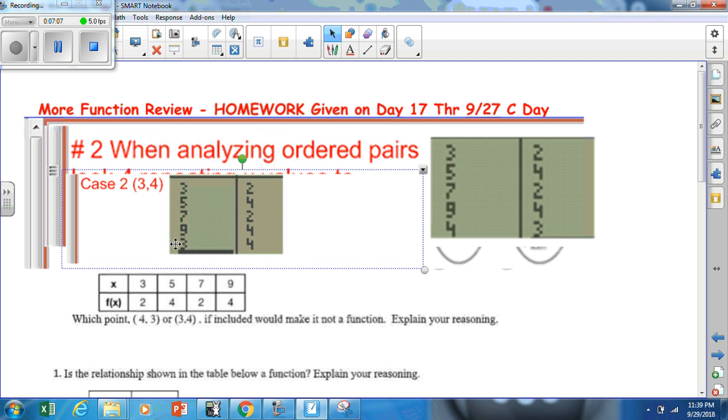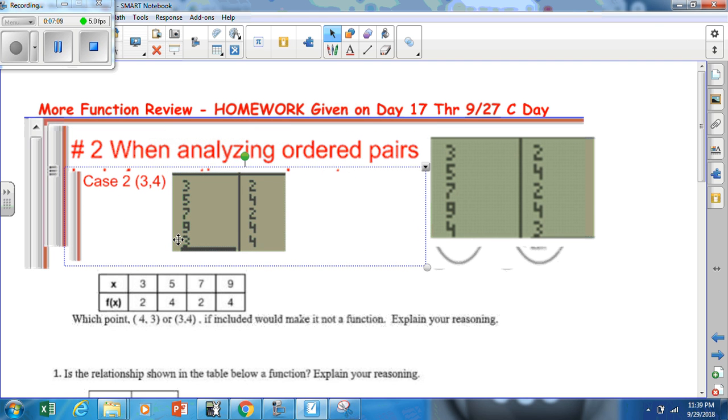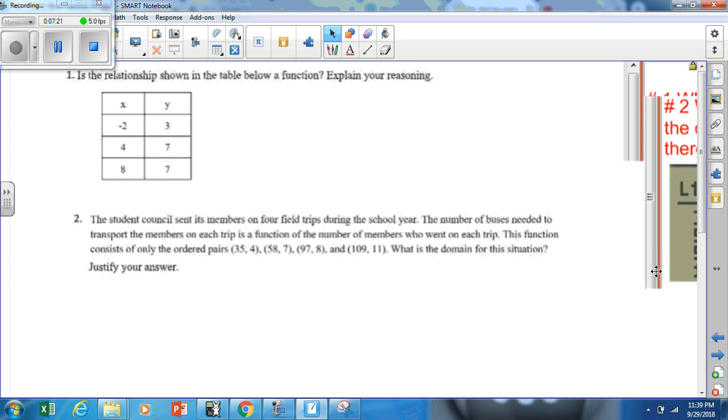Final 2 questions. Is the relationship shown in the table below a function? Again, looking at the table, what do you guys think? Do we see any repeating x's? No, we don't. So we have to conclude it's a function.